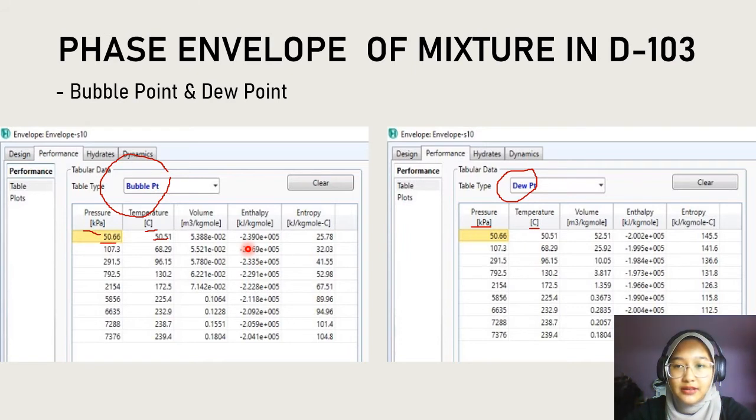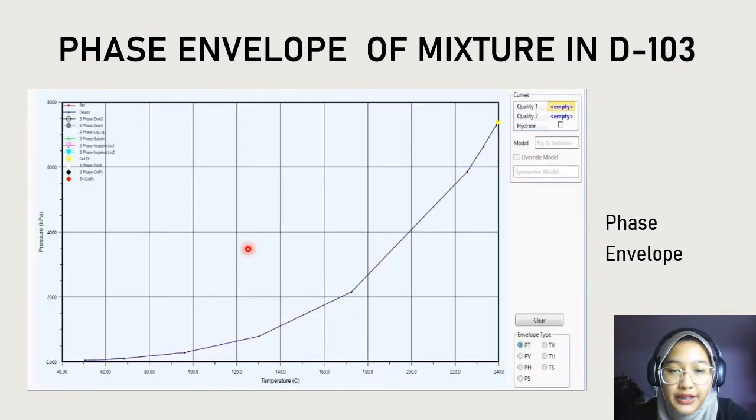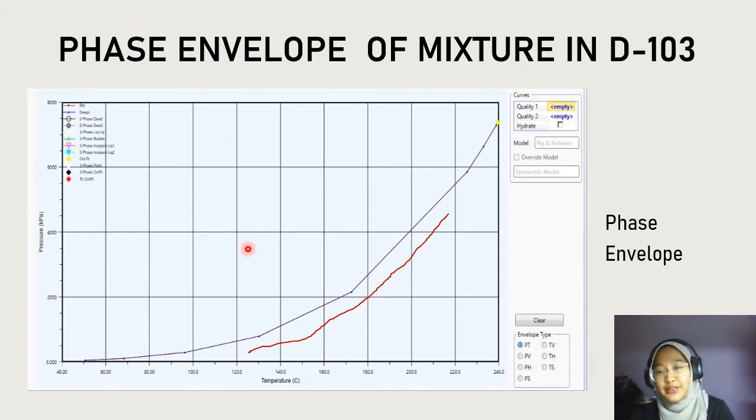Since the dew point and the bubble point curve have the same temperature and pressure, this makes the dew point curve and bubble point curve identical. This happened because the mole fraction of methanol is way larger than the mole fraction of the water.